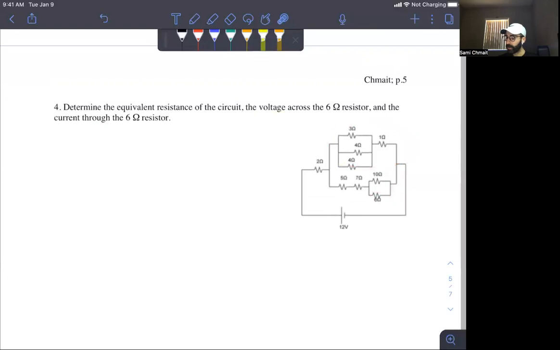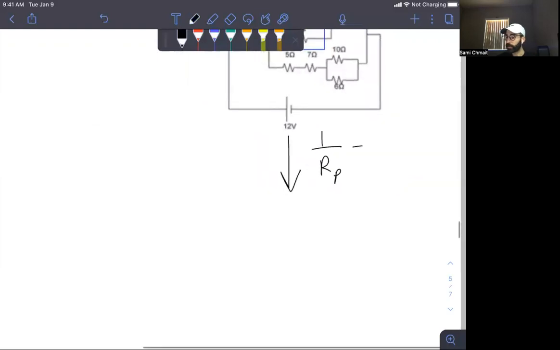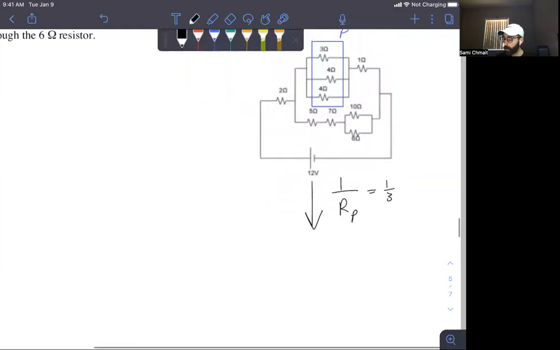Here we're going to want to start by looking at these guys in parallel. Technically, I guess you could do these ones first, but I see this triple whammy right here, and it's calling to me. I like to write a box around everybody in parallel. With resistors in parallel, we do that inverse addition. So 1 over the resistance in parallel is equal to 1 over 3 plus 1 over 4 plus 1 over 4. I'm going to call it RP, and that comes out to be 1.2 ohms.